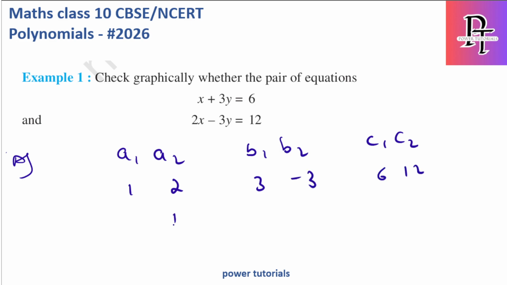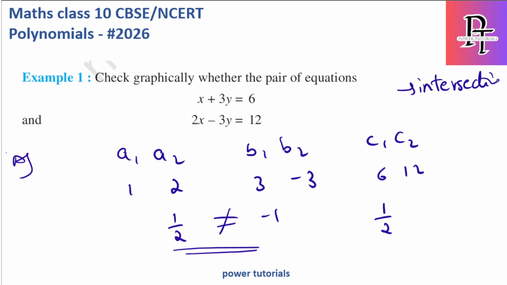What is a1 by a2? 1 by 2, b1 by b2 minus 3 by 3 means 1 by minus 1, c1 by c2, 6 by 12 is 1 by 2. So you can find here a1 by a2 is not equal to b1 by b2. If a1 by a2 is not equal to b1 by b2, then I can say it is intersecting, consistent, and what are the number of solutions? 1. Hence we can solve it using graphically.